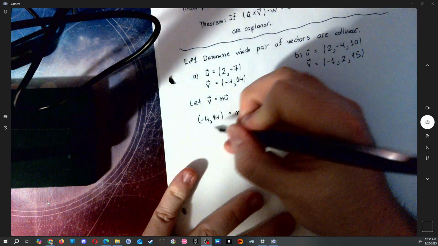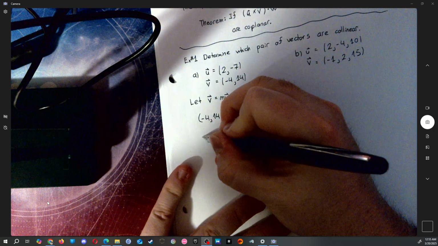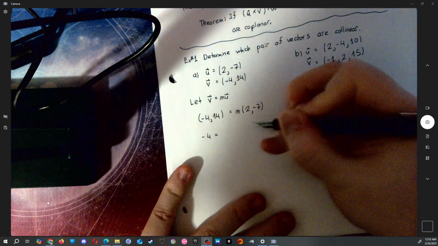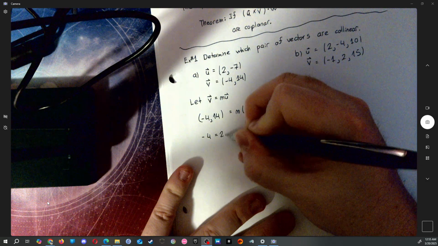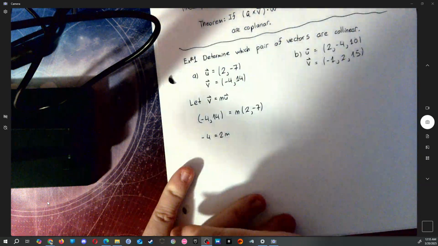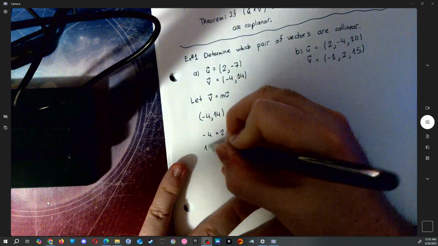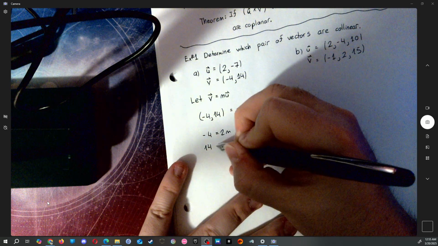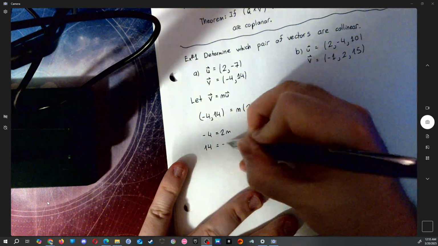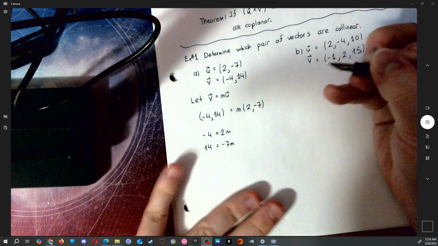So then from here we get two equations, right? We get minus 4 would be equal to 2m, right? The i components would have to be equal to each other. And then the same logic would apply for the j components. The 14 would be equal to negative 7m. And now we would calculate for m.